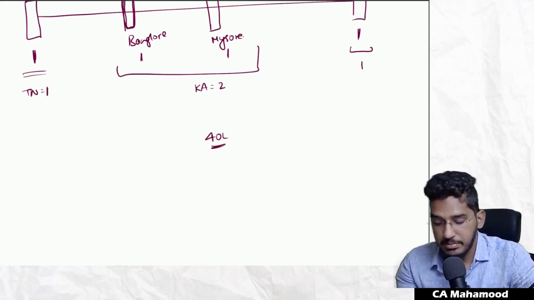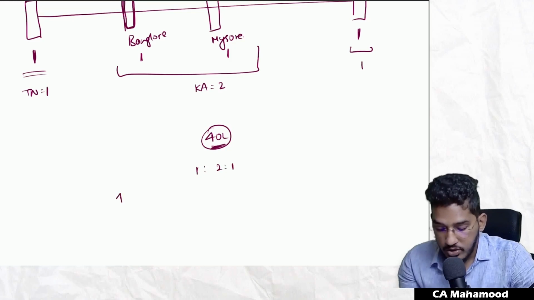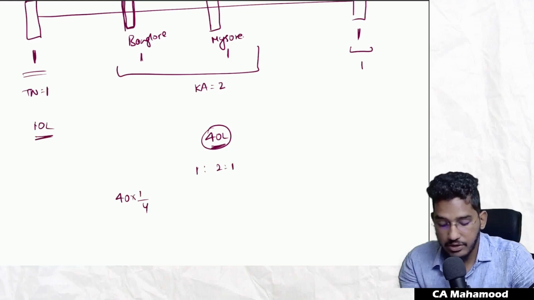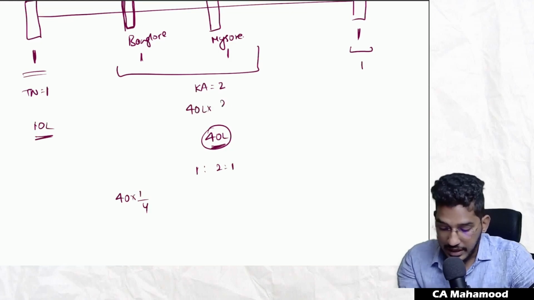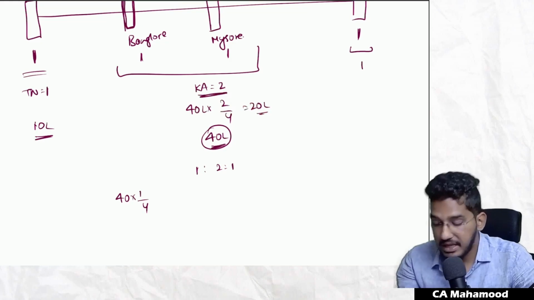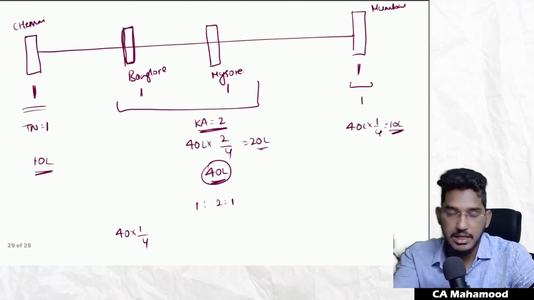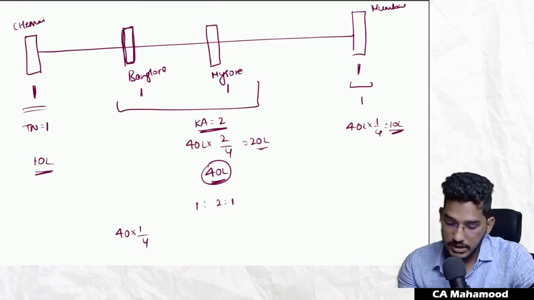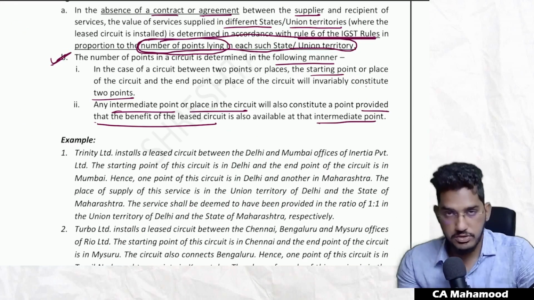Now what is the place of supply? This we have to divide in the ratio of 1:2:1. So 40 lakhs into 1/4, that is 10 lakhs. For 10 lakh rupees, the place of supply will be Tamil Nadu. 40 lakh rupees into 2/4, that is 20 lakhs. For 20 lakh rupees, the place of supply will be Karnataka. 40 lakhs into 1/4, which is equal to 10 lakhs. For this 10 lakh rupees, the place of supply will be Maharashtra. Able to understand? So this is how you need to calculate the number of points.